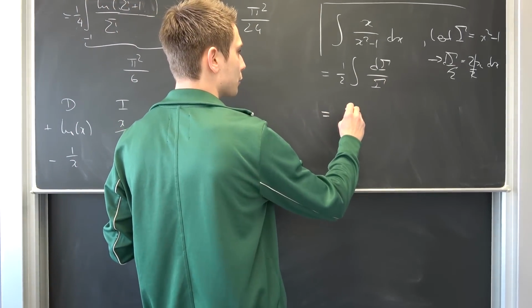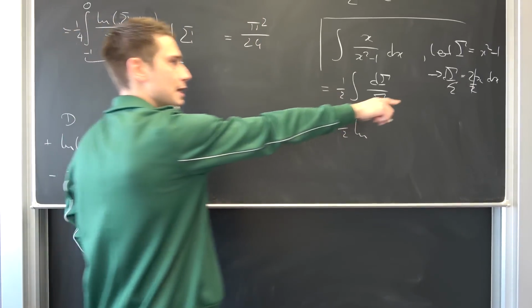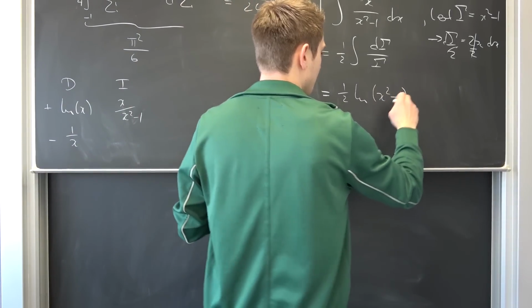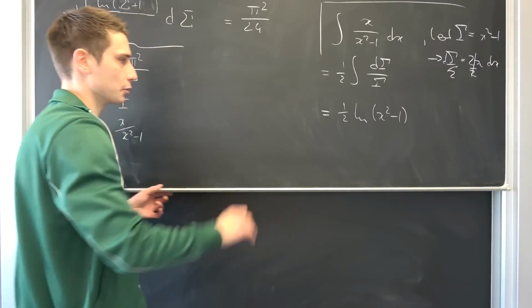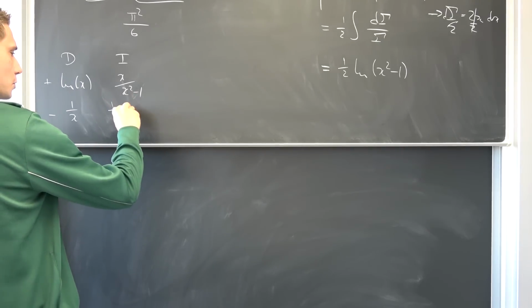We are going to arrive at 1/2 times the natural log of gamma, but gamma is nothing but x squared minus 1, so that's just 1/2 natural log of x squared minus 1. We can add a constant, it really doesn't quite matter, we don't want this for our purposes, so we are going to have this right here.